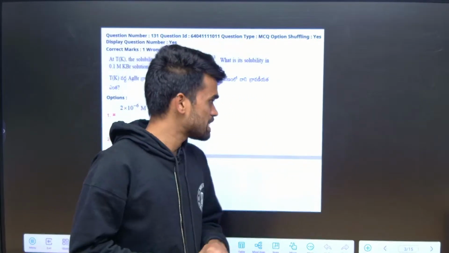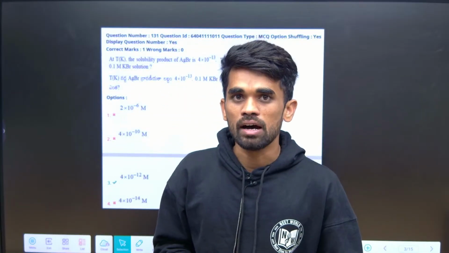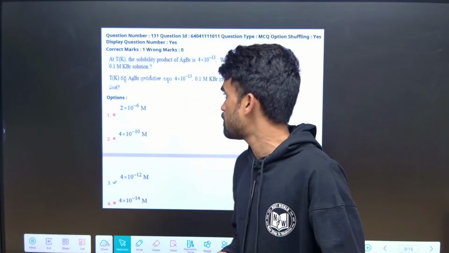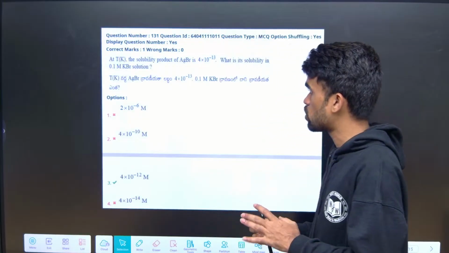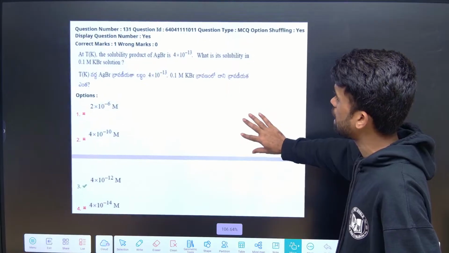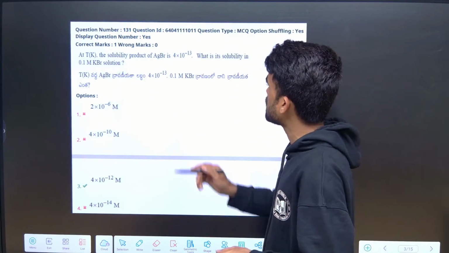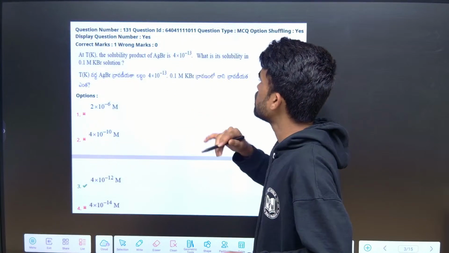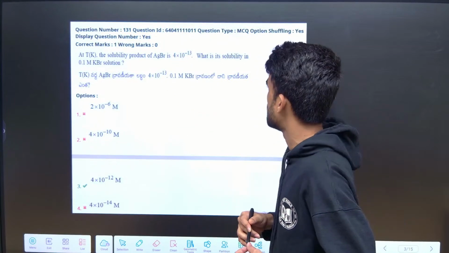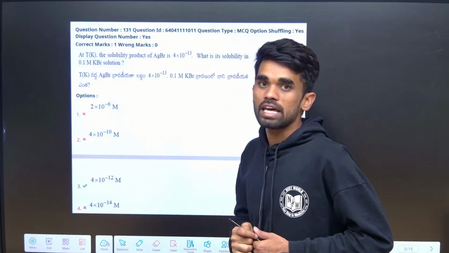We will be discussing the EAPCET 2025, 21st May, shift 1 question paper. Here I have collected a few questions from that paper. Just look here, the question says: at a temperature T Kelvin, the solubility product of AgBr is 4 into 10 power minus 13. What is its solubility in 0.1 molar KBr solution?